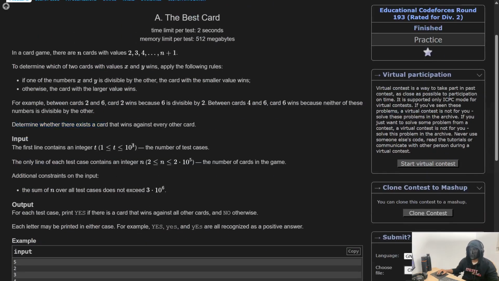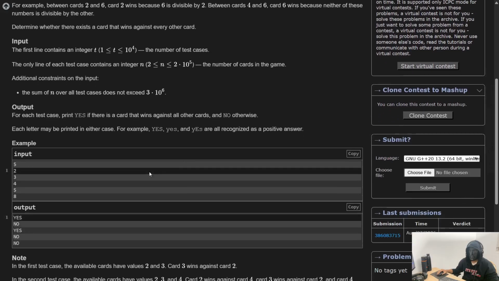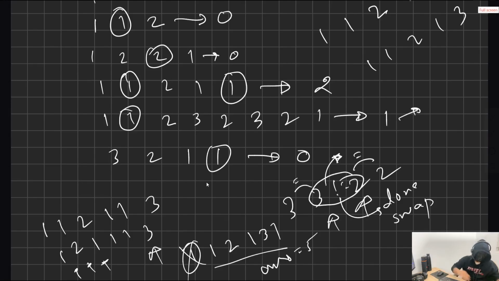Okay. So we have multiple test cases and we have been given n, which is from 2 to 10 power 5. So yeah, let's take out some of the examples and understand.